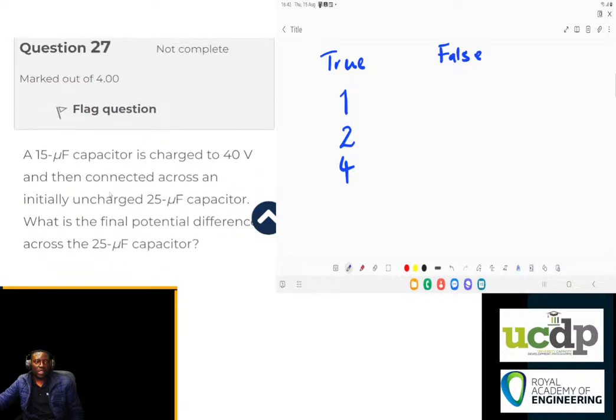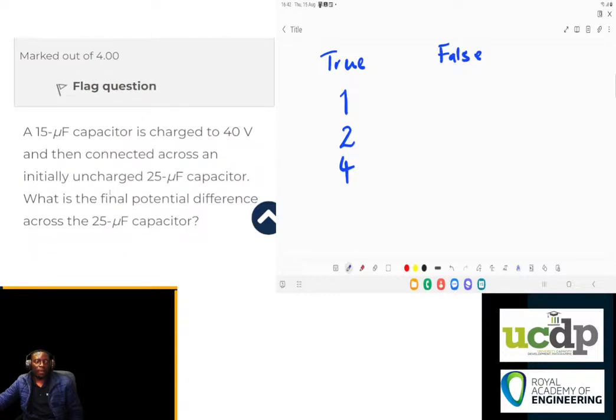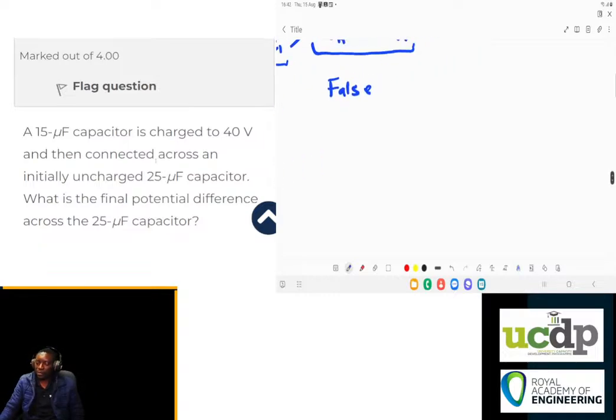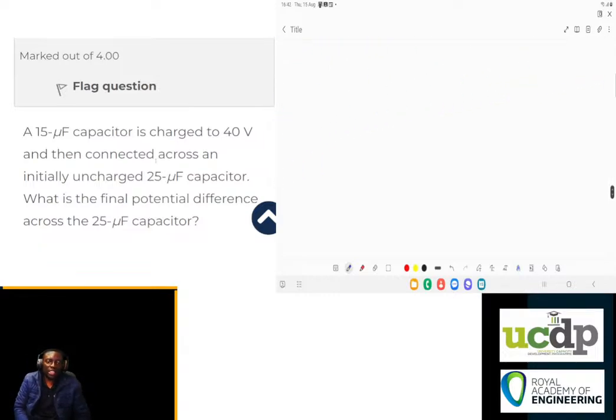Then the next question is number 27. A 15 microfarad capacitor is charged to 40 volts and then connected across an initially uncharged 25 microfarad capacitor. What is the final potential difference across the 25 microfarad capacitor?